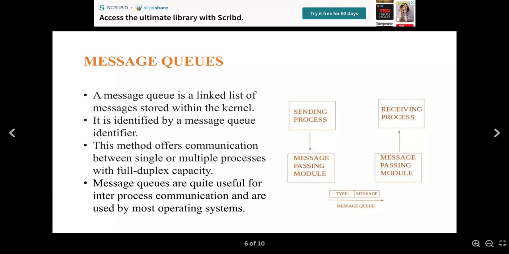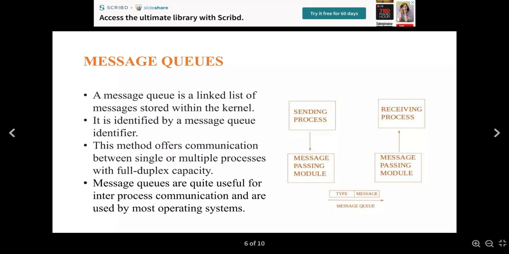Now, in the concept of message queue, we have many commands. As you can see in the diagram, the message is being sent and passed on to the module. Then that message from the module goes into the message queue, to the message passing module, and the particular process receives the message. When we write a program for a message queue in a compiler, we have different functions.